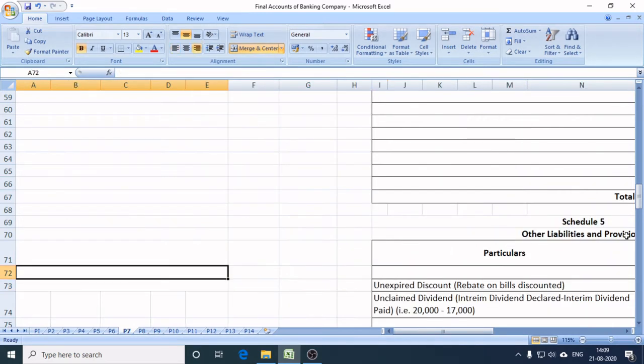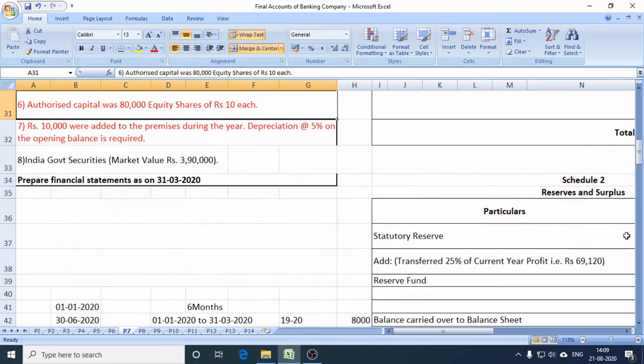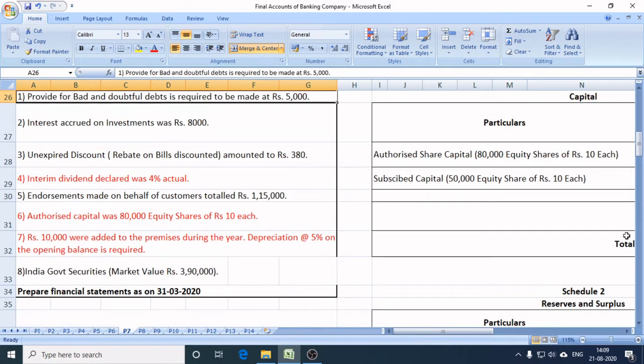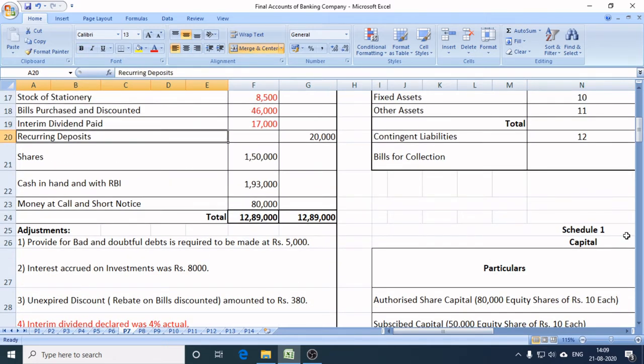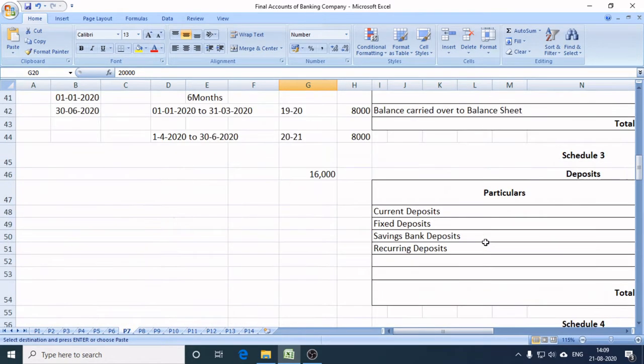Okay, now next in the problem is, now we have recurring deposits. It has credit balance, it is the bank's liability, it goes under schedule number 3.